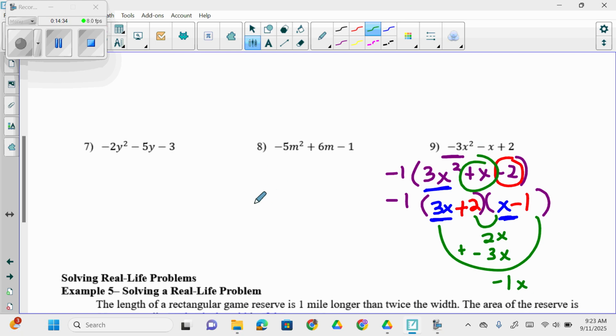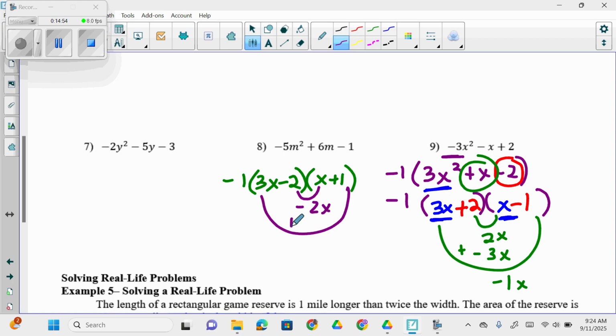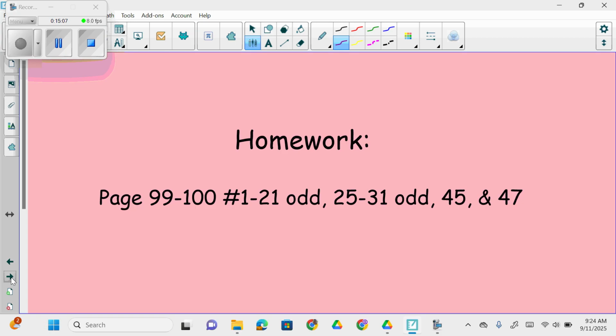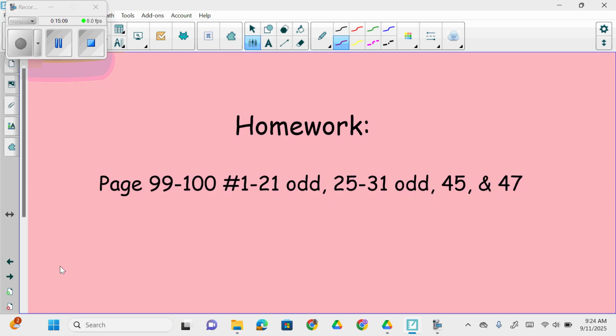So I'm going to give it one more try. I'm going to put my negative 1, 3x, and x. And I still want the 2 and the 1 where they were, but I want to switch the signs. So I get negative 2x, positive 3x. I add it together. I get that positive 1x. Here's my answer. All right, so that is factoring when a does not equal 1. This will be your homework, and it's due on Monday.